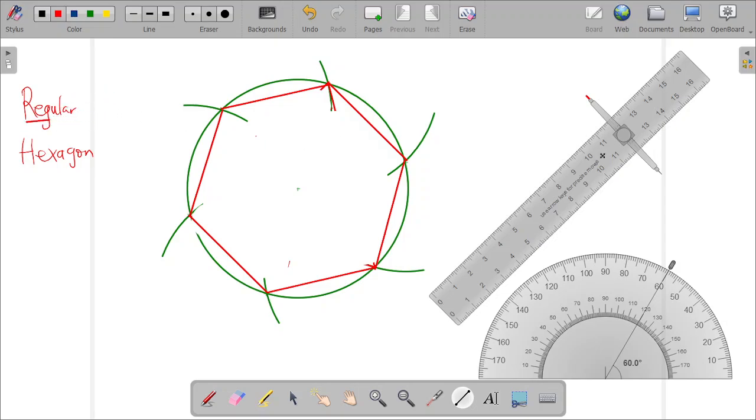A regular hexagon, because all the side lengths are the same, right? Now this is my hexagon. This is my 6-sided hexagon. All right, and that's all. So that's how you construct a regular hexagon and also an equilateral triangle. Okay.